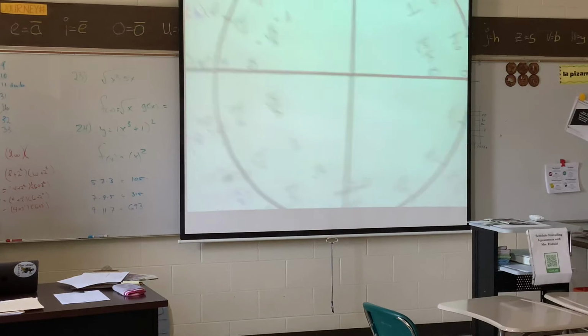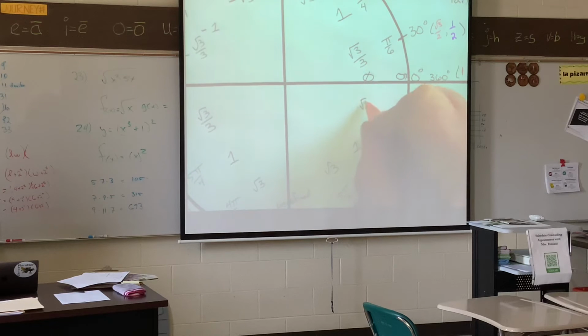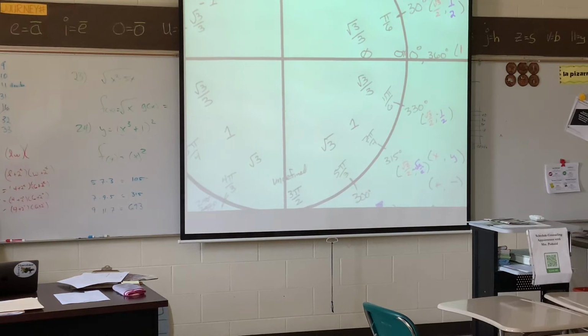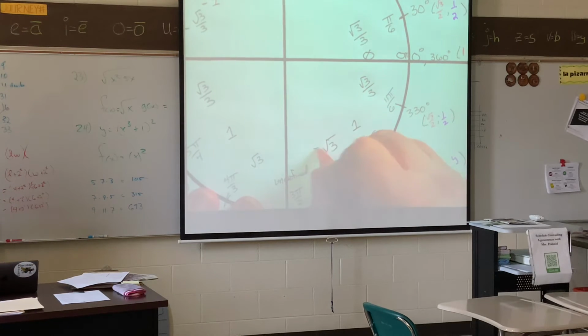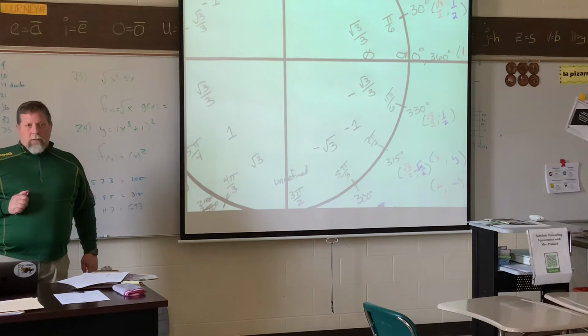Okay, let's complete the pattern. Miss Kirkby, square root of 3, 1, square root of 3 over 3. Positive or negative? Why? There's one negative. The y's are negative in this quadrant. And now you have an extremely powerful tool known as the unit circle.